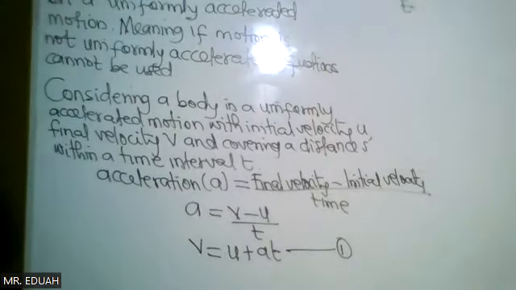In fact, S over T is also equal to (U plus V) over 2. If we make S the subject, S is equal to (U plus V) over 2, the average velocity, times time. And this is still connected to a changing velocity, not a situation of constant velocity. There is an initial velocity, there is a final velocity.